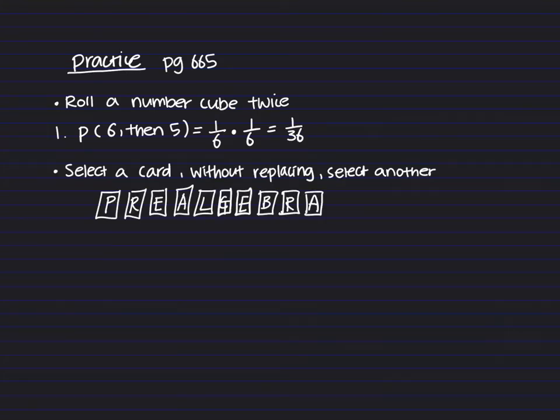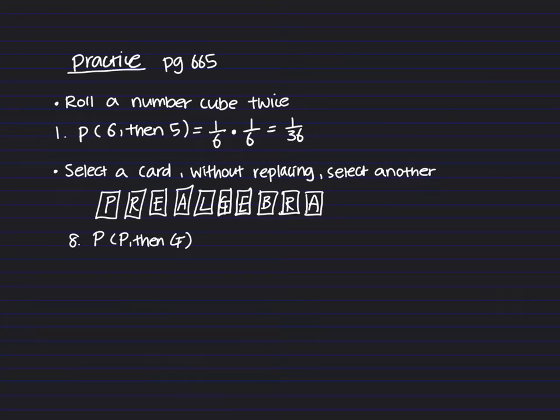Okay, the second scenario is going to be selecting a card, and then without replacing the card, you're going to select another card for the second round. And let's say these are the card set, the letters that I have. Now the key point of this is without replacing. So if you pick a card, you're going to have one less card from the total number. Number 8 asks you to find the probability of finding a P and then a G.